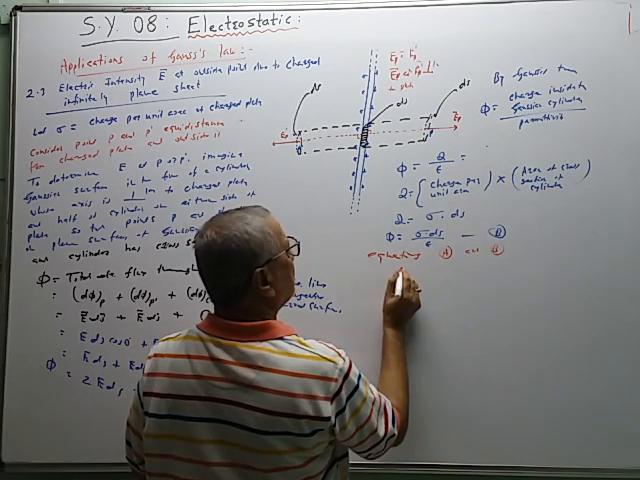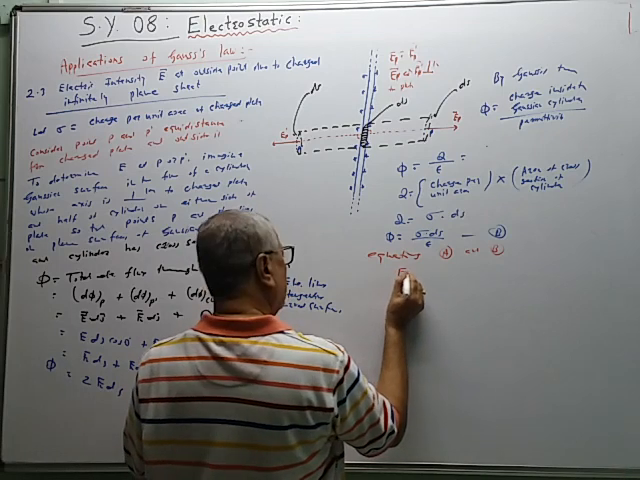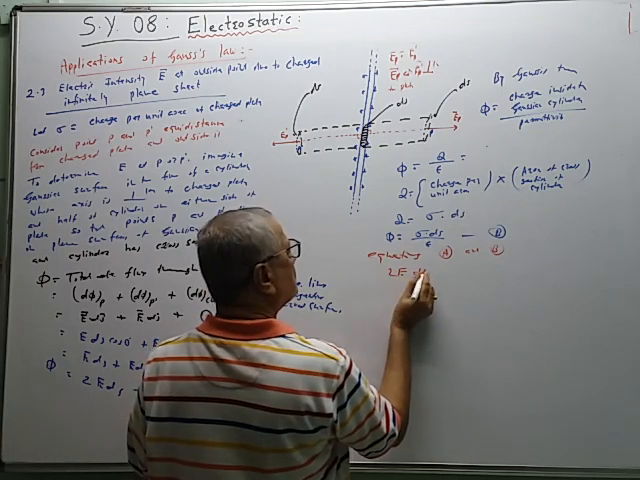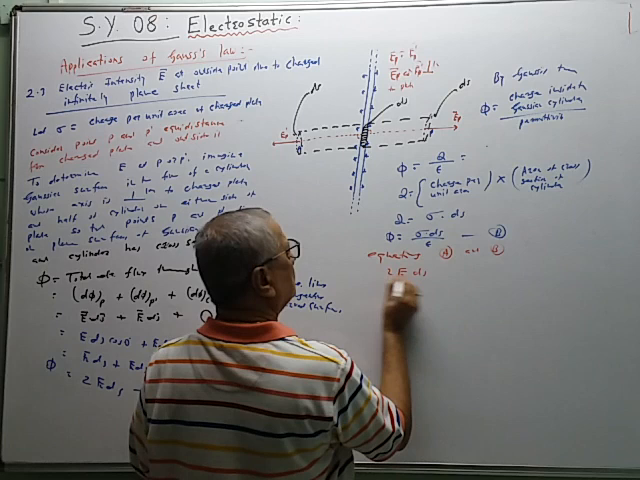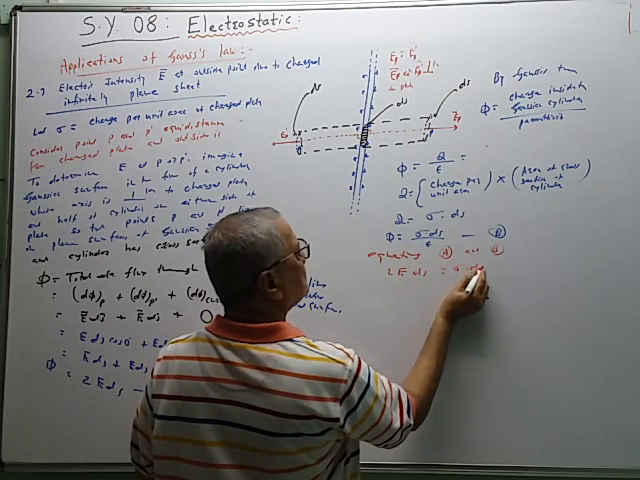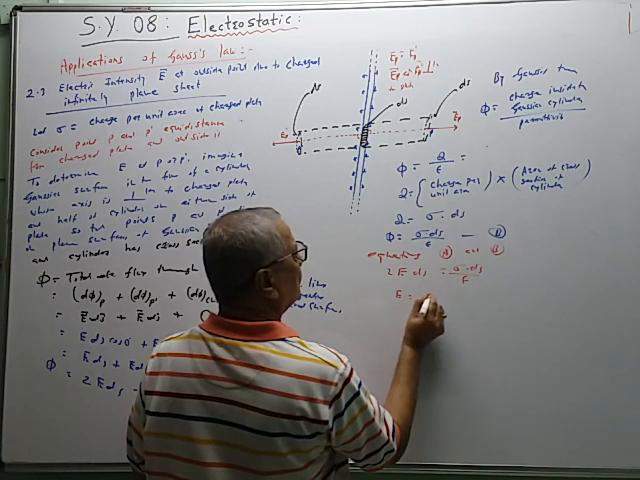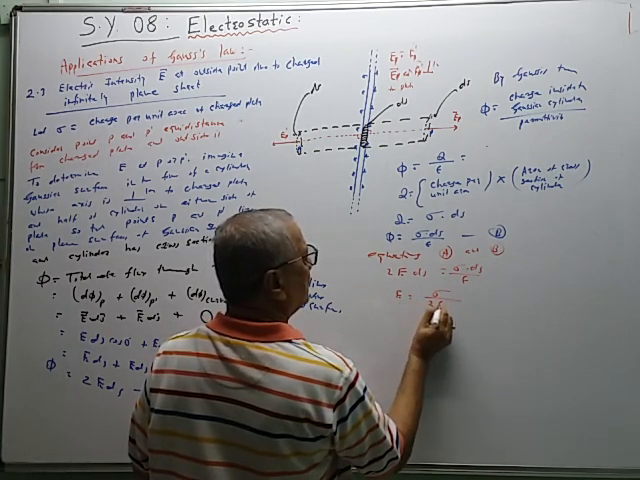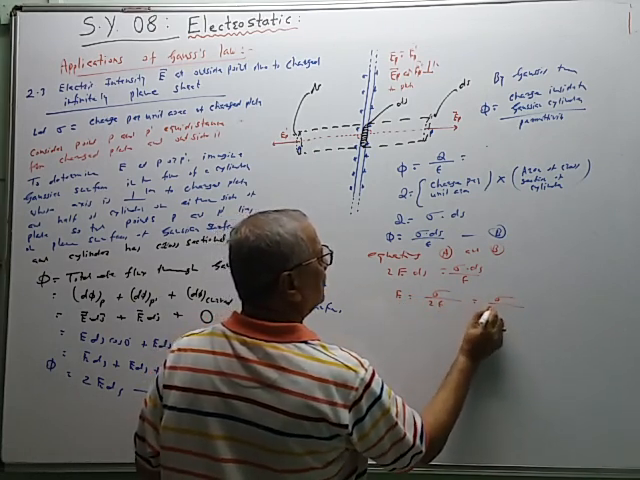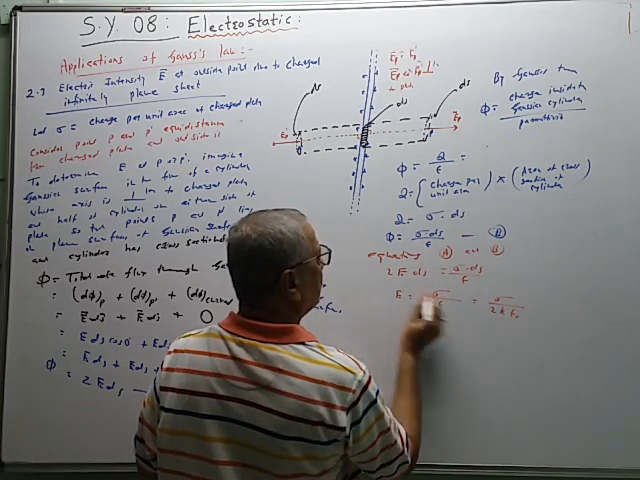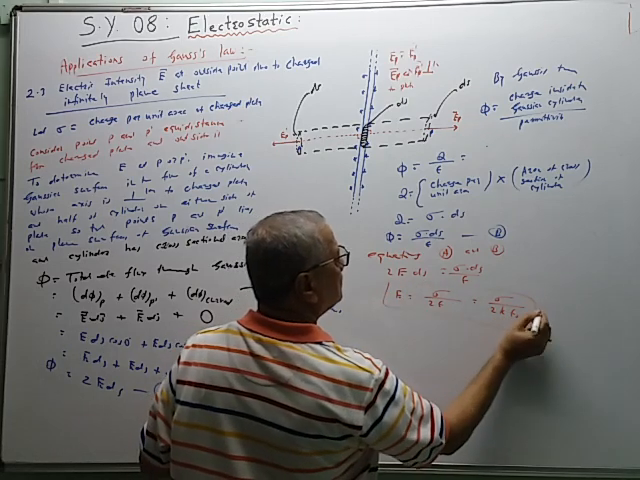Equations A and B are equated in that form. 2 times E into ds is equal to sigma ds upon epsilon. ds and ds cancel. So E is equal to sigma upon 2 epsilon, or sigma upon 2 k epsilon, where k is a dielectric constant number.